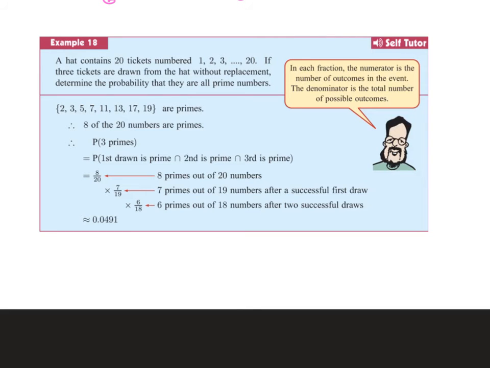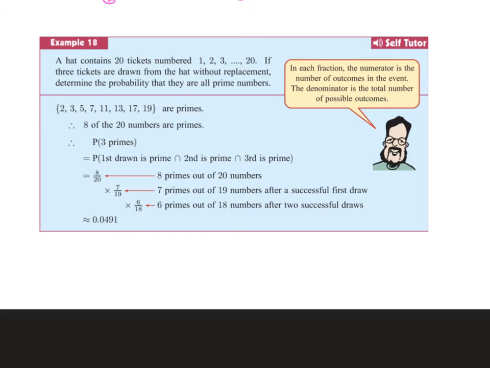Let's just take a look at the solution to this question together. So it says a hat contains 20 tickets numbered 1, 2, 3 through 20. If 3 tickets are drawn from the hat without replacement, determine the probability that they are all prime numbers. So it says in each fraction, the numerator is the number of outcomes in the event. The denominator is the total number of possible outcomes.